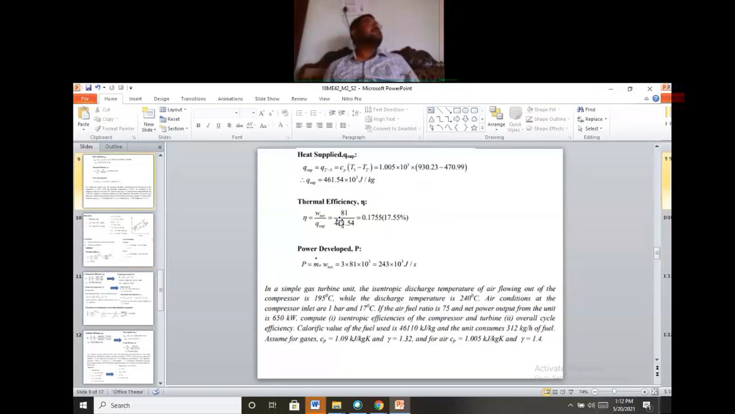In the third problem, a simple gas turbine unit, the isentropic discharge temperature of the air flowing out of the compressor is 195 degrees Celsius, while the actual discharge temperature is 240 degrees Celsius. Air conditions at the compressor inlet are 1 bar and 70 degrees Celsius. If the air-fuel ratio is 75 and the net power output is 640 kilowatt, compute the isentropic efficiency of the compressor and turbine.